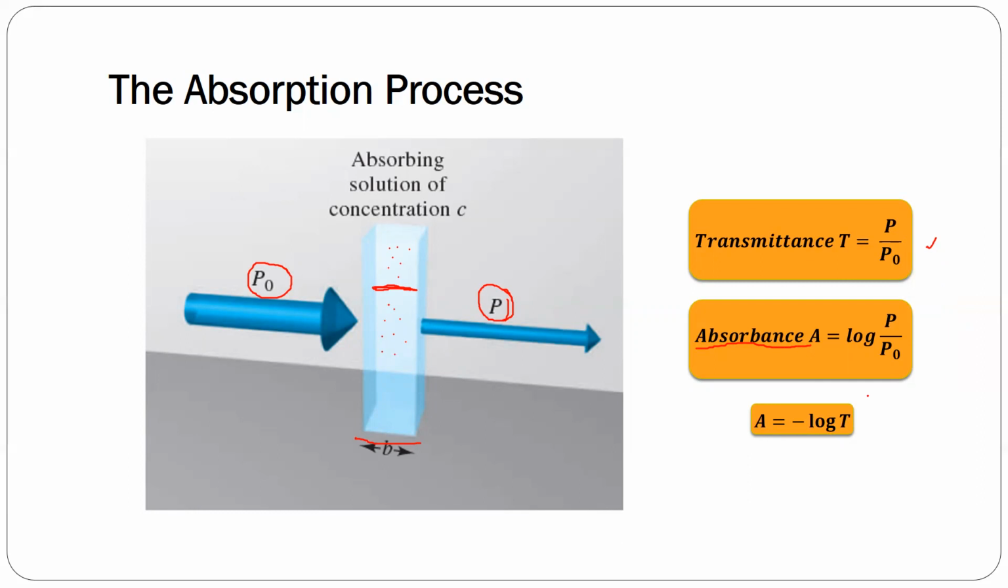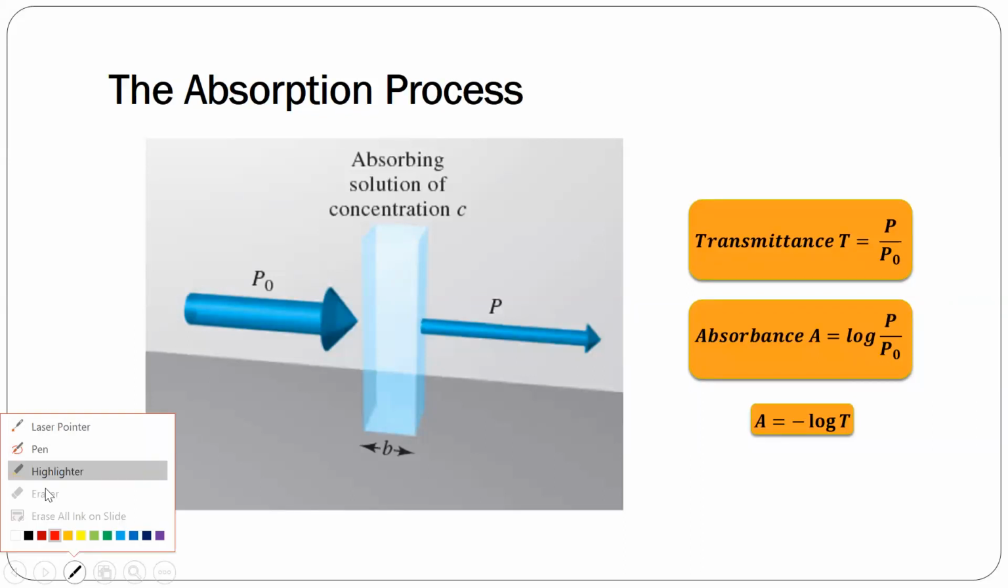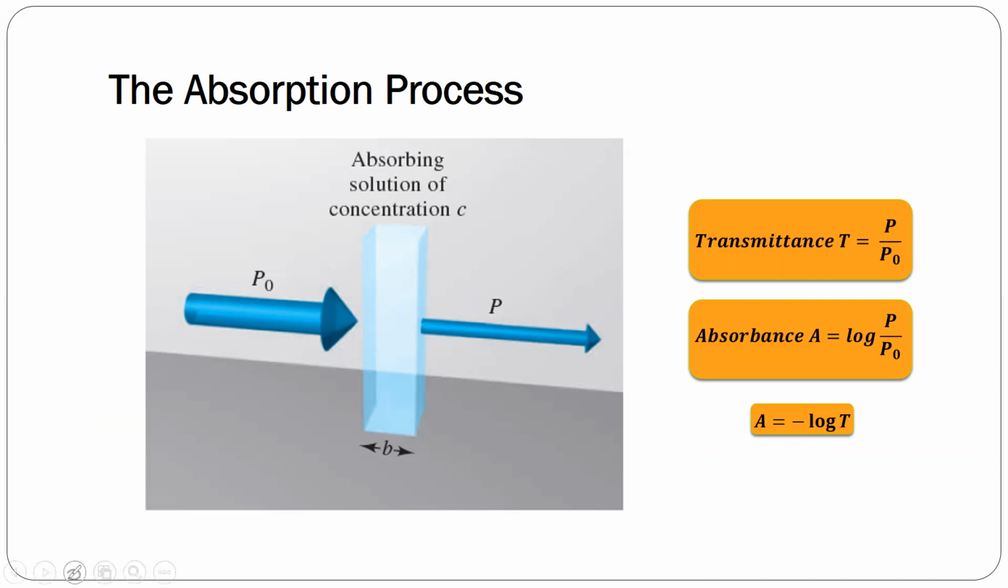Kaya siya negative kasi ang ginagawa natin, it's actually PO over P. Sorry, this is a typographical error. This should be PO over P. Okay, PO over P, yan yung absorbance. So, in other words, ang absorbance ay just the negative log of the transmittance. Okay, so ito yung formula natin: the negative log of the transmittance.